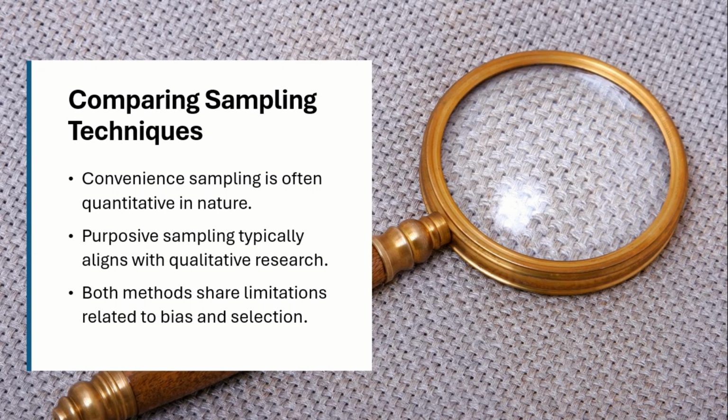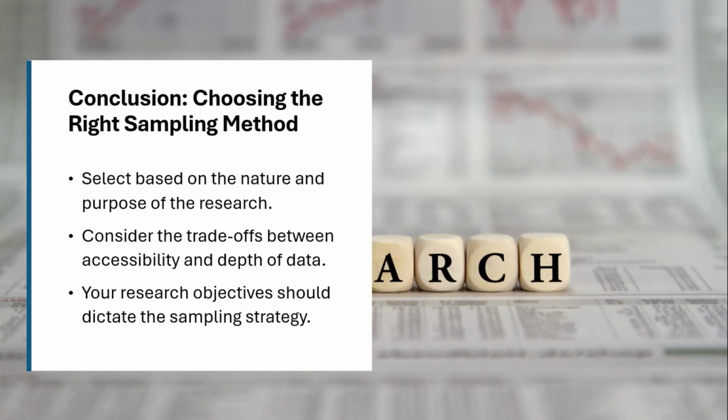Right. And finally, the way sample size is determined varies quite a bit. With convenience sampling, researchers might increase the number of participants just to boost the statistical power of their findings, especially in quantitative studies. Okay. But with purposive sampling, it's all about reaching that saturation point we talked about, where you're not getting any new substantial information. So quantity isn't the driver there, it's about the richness of the data.